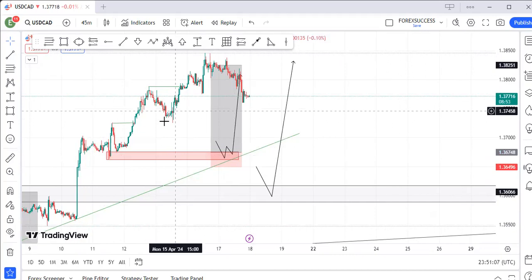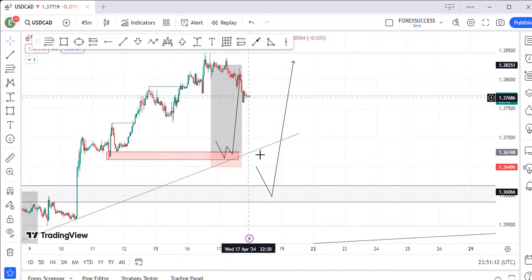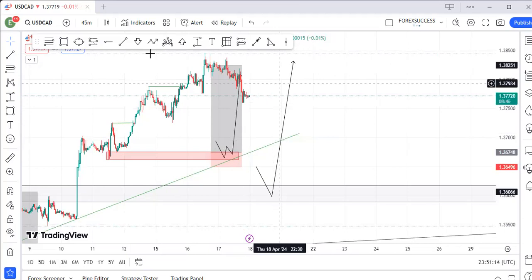So we patiently wait for price to come here. Price is obviously coming here. The market is not running away. It's going to come here and then we'll have our buy. So then we're done.